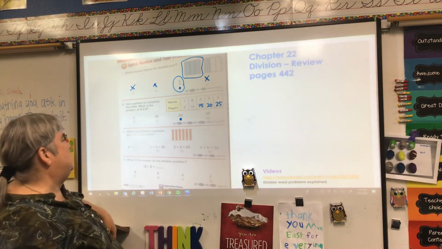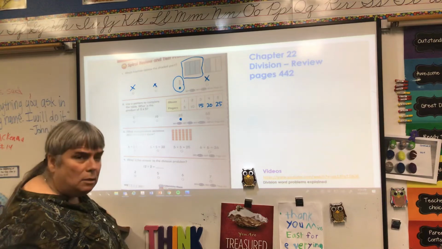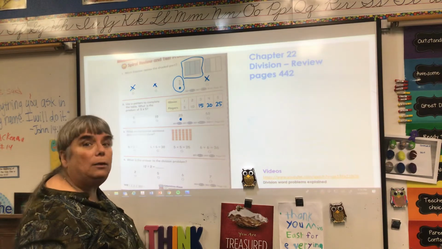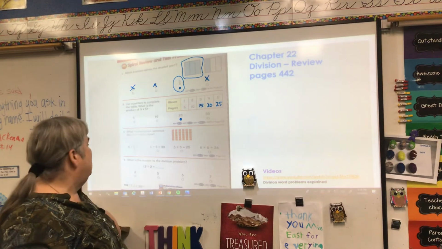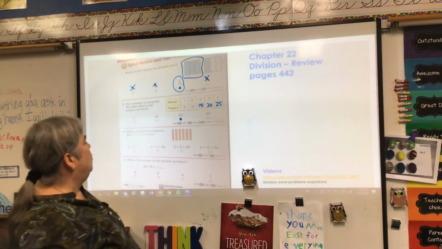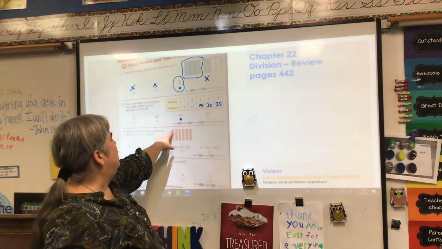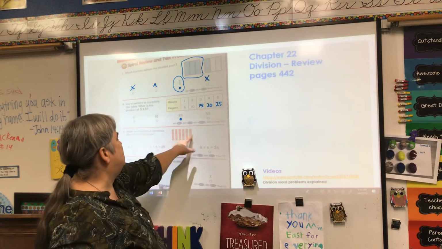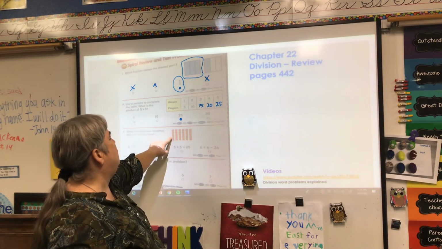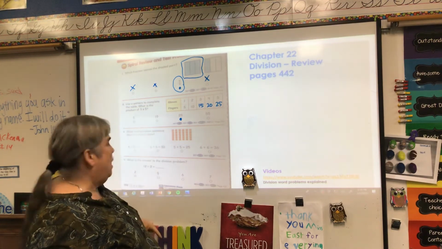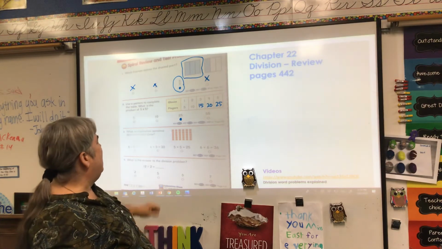What multiplication sentence does the model show? Hey, you know what, you guys? That looks sort of like an array, doesn't it? And what I need to know is how many equal groups there are. 1, 2, 3, 4, 5. There are 5 equal groups.